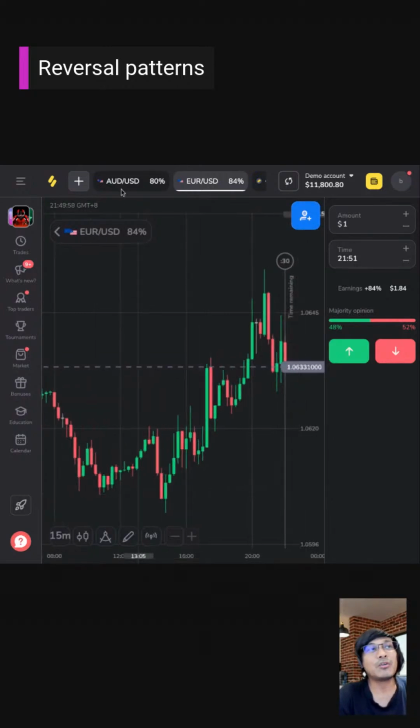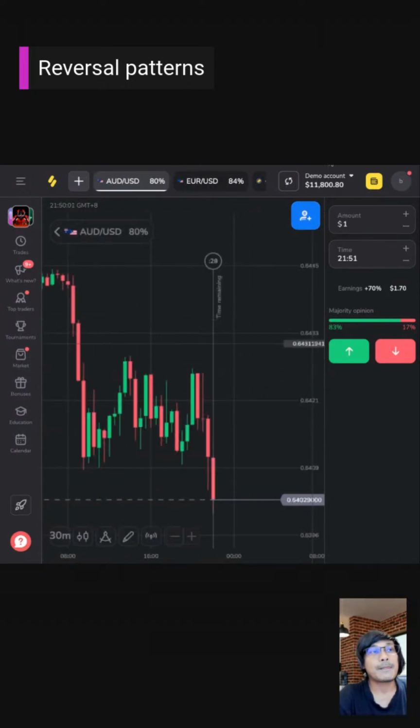Now let's look at the other group of chart patterns. The first one we were talking about was reversal patterns. Now, what's the other group called? It's called continuation.